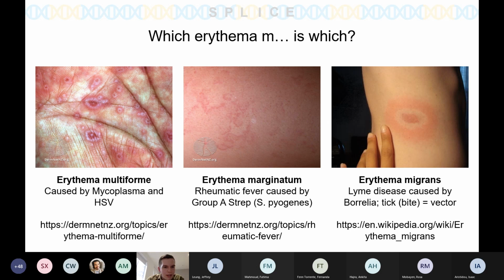So multiforme on the left, and they're your little bullseyes, caused by mycoplasma and herpes. In the middle, erythema marginatum, which you see in rheumatic fever. And on the right is erythema migrans, which is another bullseye, but that'll grow over time, and that is caused by Lyme disease. Nice.